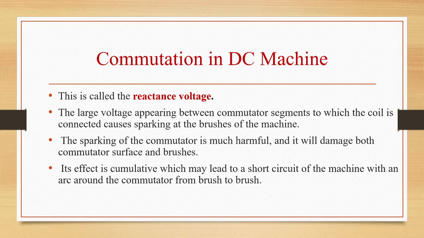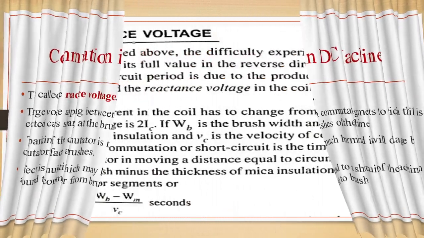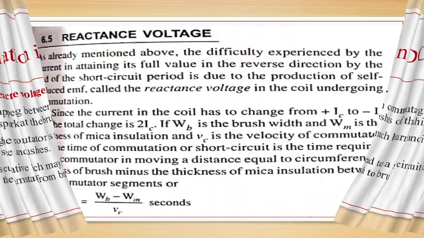The large voltage appearing between the commutator segments to which the coil is connected will cause sparking at the brushes of the machine, and sparking at the commutator is very harmful and will damage both the commutator surface and the brushes. Its effect is cumulative, which may lead to a short circuit of the machine with an arc around the commutator from brush to brush. So we have seen the reactance voltage.